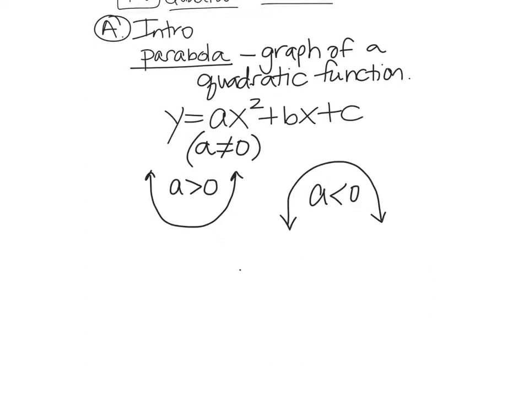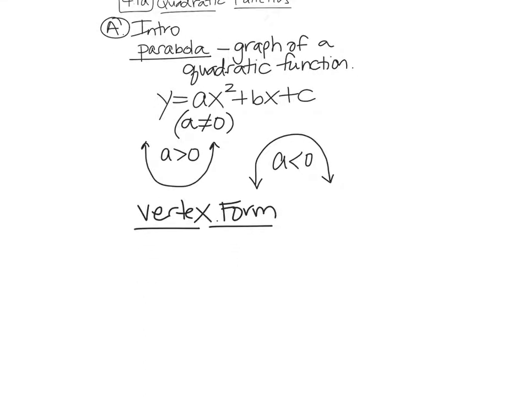But we knew that already. We've done that before. A is positive, our parabola opens up. A is negative, it opens down. Okay, so that's one form of a parabola. The form that we like to use more often is called vertex form. And we've done vertex form for absolute value graphs. It's the same idea for parabola, for a quadratic function.